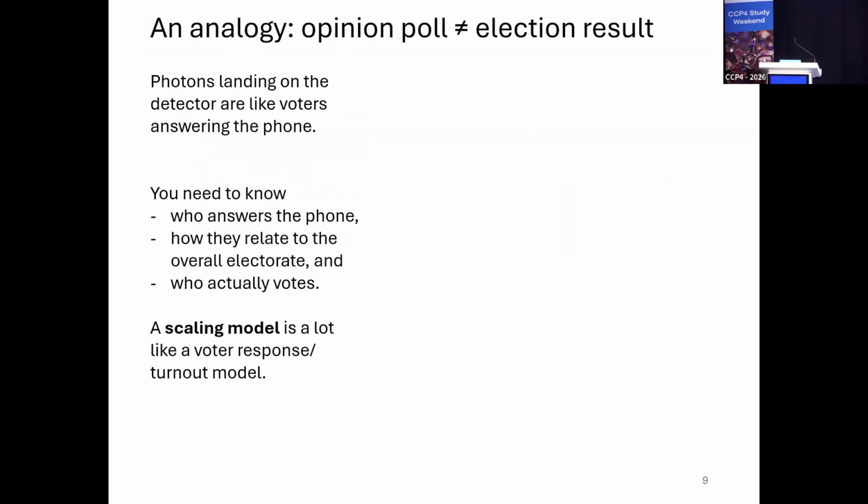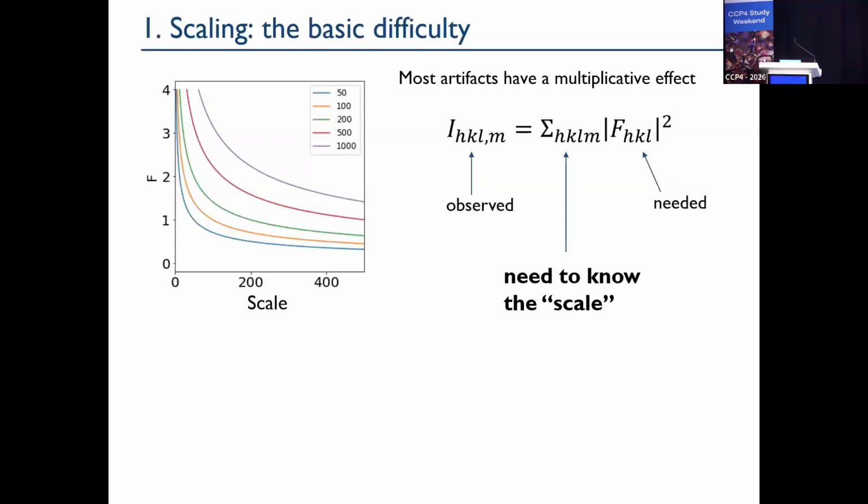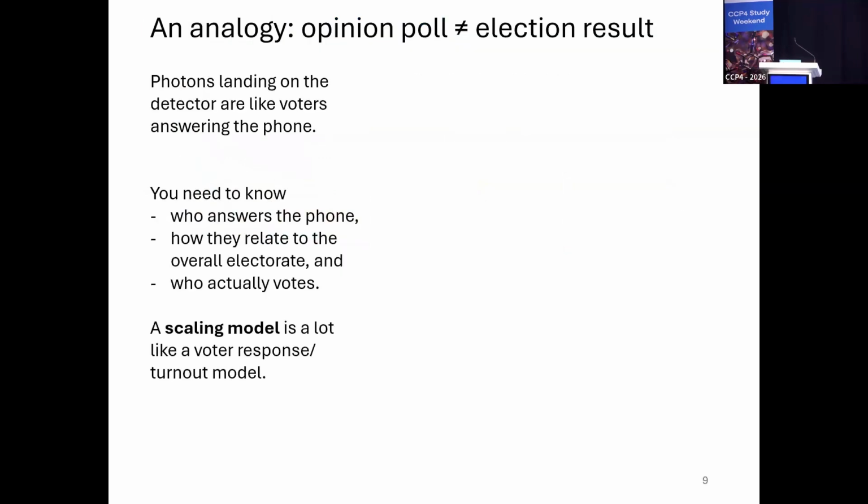To do that, I'll first give you a brief analogy, and then I'll explain how we approach it. As an analogy, you can think of your measurements like opinion polls about what's happening in the election, which is what's in your crystal. But the issue, of course, is that the photons that answer the phone, so to say, are not necessarily representative of what's happening in the crystal. Just like voters who answer the phone and tell you what they're going to do might not be representative of who will actually show up.